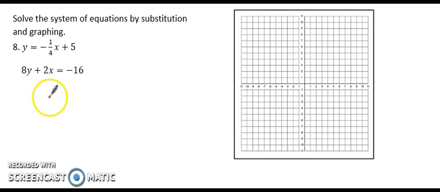Okay, so for our next system question, we have to solve the system by substitution and graphing. The first thing I'm going to do is substitute one equation into the other. I see that I have this equation, y equals minus 1/4 x plus 1. So I'm going to substitute that into the other equation here. Let's go ahead and pause, and I'll do that, and we'll see what happens.